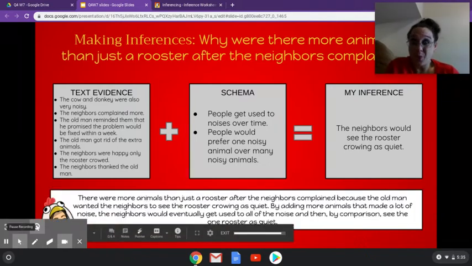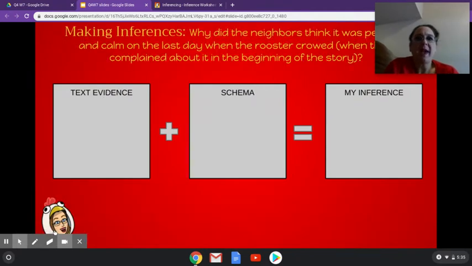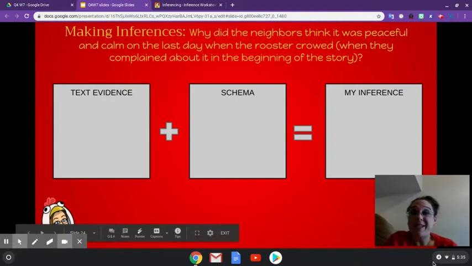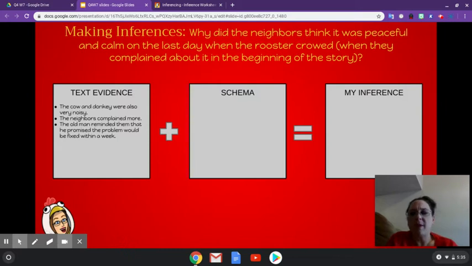Going into our next question, we have, once it'll let me change it. Okay, making inferences again. So why did the neighbors think it was peaceful and calm on the last day when the rooster crowed, when they complained about it at the very beginning of the story? Well, from what we saw, the cow and the donkey were also very noisy. The neighbors complained even more. And the old man reminded them that he promised that he would fix the problem within a week. Also, the old man got rid of all of the extra animals, and the neighbors were happy, only the rooster crowed. We also have the neighbors thank the old man.